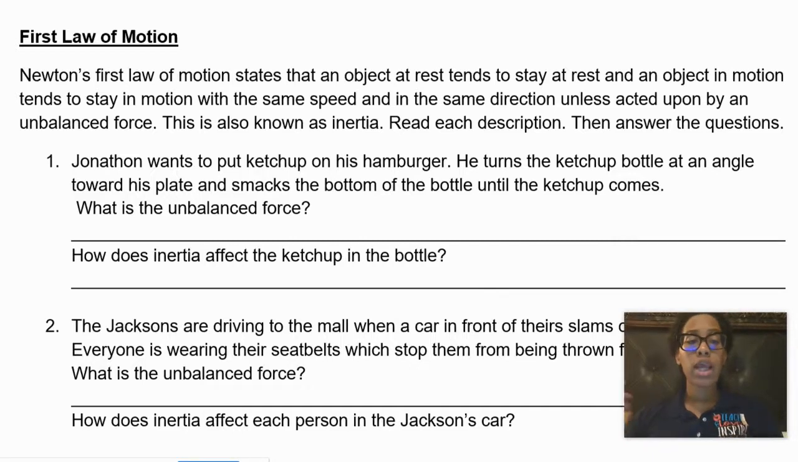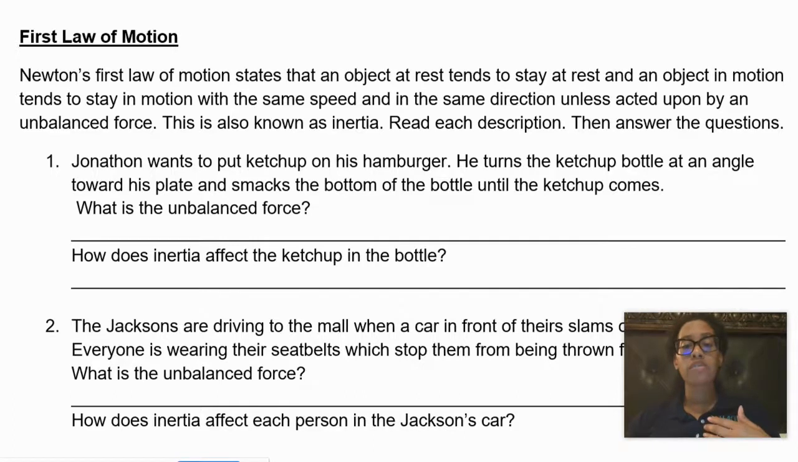Number one, Jonathan wants to put ketchup on his burger. He turns the ketchup bottle at an angle towards his plate and smacks the bottom of the bottle until the ketchup comes out. What is the unbalanced force? And how does inertia affect the ketchup in the bottle?